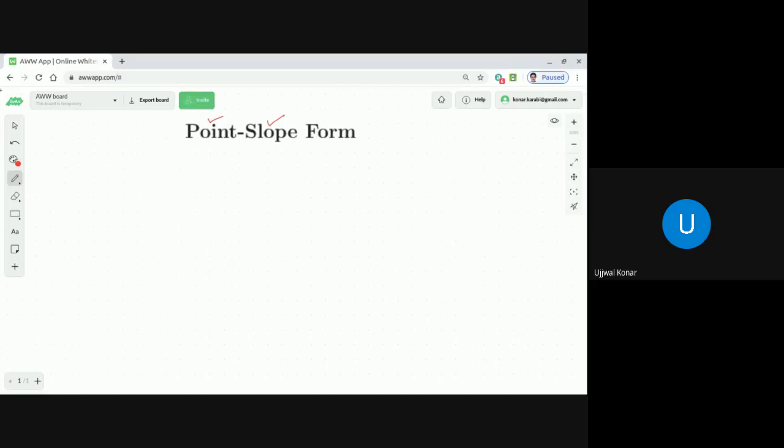Let us first discuss a representative example, and that will help us to understand the situation. Suppose this is the coordinate axis. This is X'OX, Y'OY. Now, dear students, point-slope form means finding the equation of a straight line which passes through a given point and has a given slope.